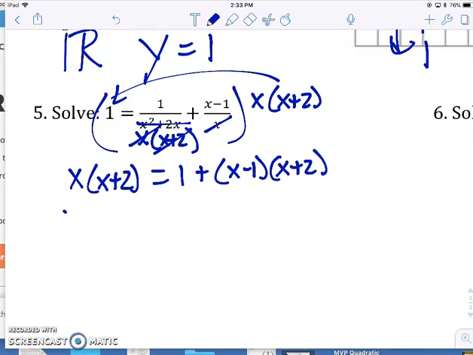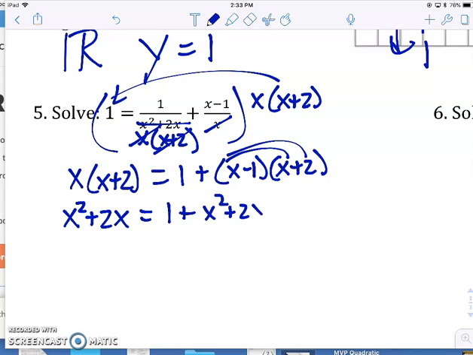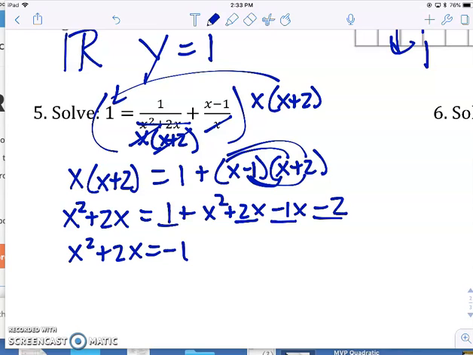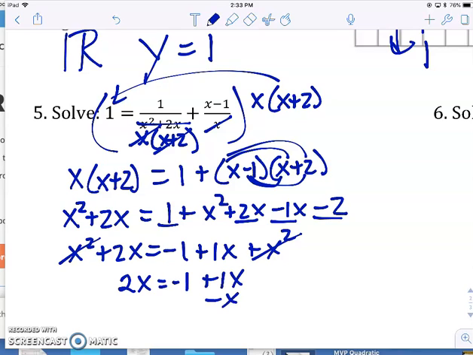And now if we solve this, we have x squared plus 2x equals 1 plus, let's see, so we have x squared plus 2x minus 1x minus 2. So x squared plus 2x equals, combine like terms, negative 1 plus 1x plus x squared. The x squareds would reduce out, so we have 2x equals negative 1 plus 1x minus x minus x. So we end up with x equals negative 1.